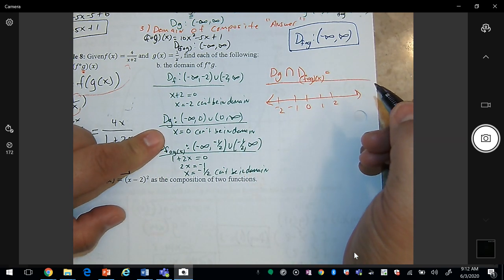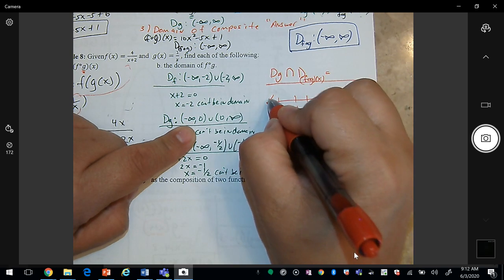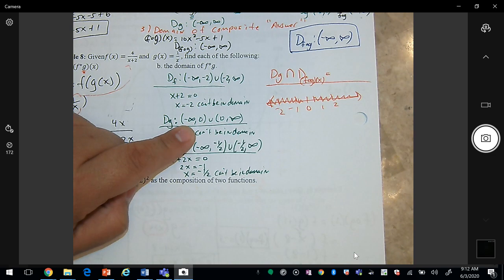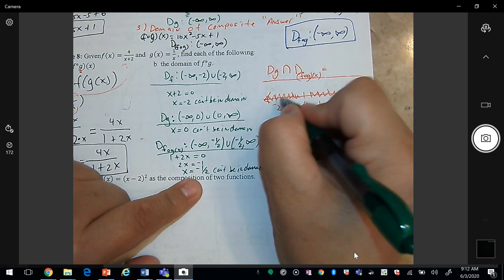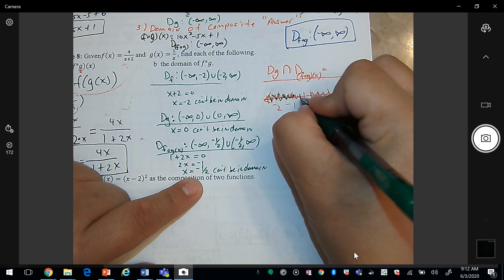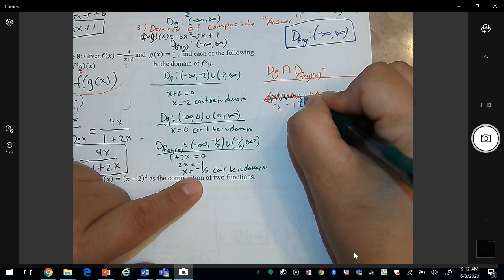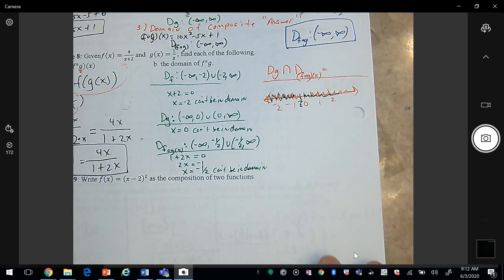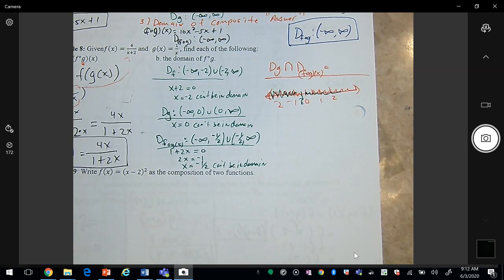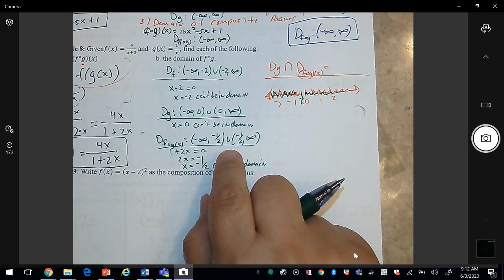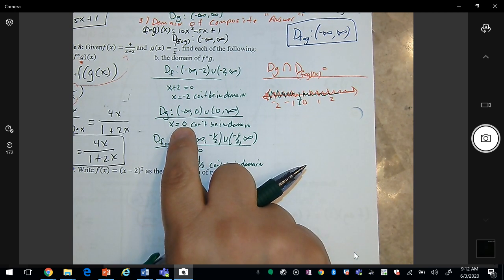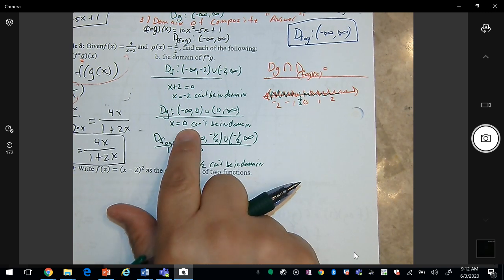So the domain of g is everything except for 0. So it's everything here except for 0. And then the domain of the composition is everything except for negative a half. So here's negative a half, and then it takes everything. So you want to see what they have in common. So what they have in common is basically we cannot use 0 because 0 cannot be used for the first one. It can be used for the second one, but not the first one.